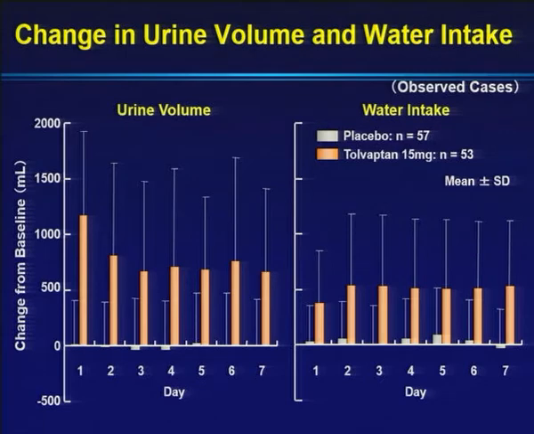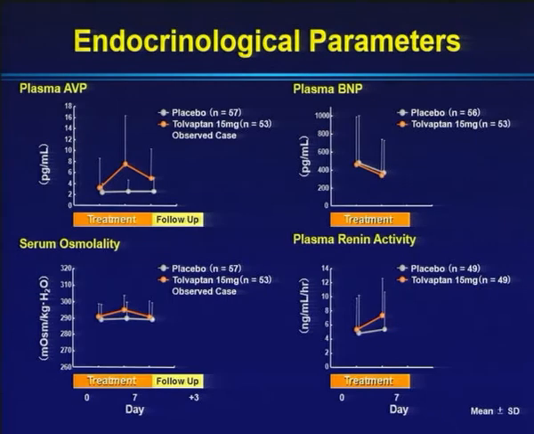Look at this urine volume. This is a change from baseline. Even after the first day, urine output is increased. About 1 liter per day is increased on top of the furosemide effect, and that continues for 7 days. The water intake is free, that means water intake is not prohibited. So this depends on the thirst of the patients. Water intake is free, and urine volume is rather than the water intake.